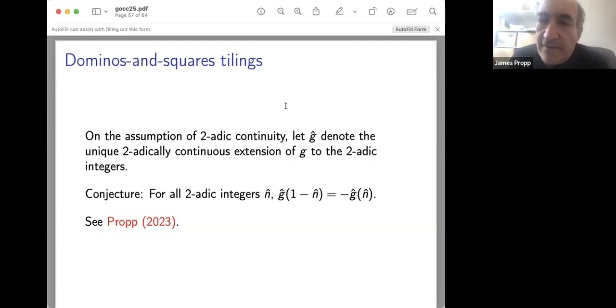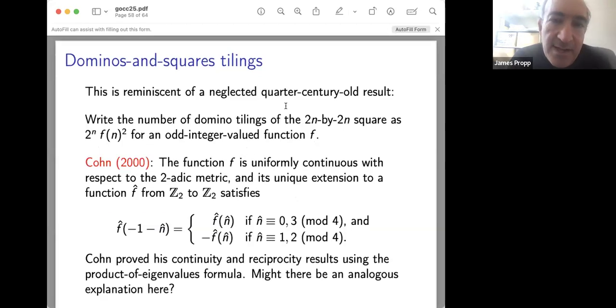Now you may be wondering, why would I have ever thought to look at these numbers mod 4, mod 8, mod 16? Well, they're odd, so since they have a nice pattern mod 2, you might think it natural to look mod 4. But in fact, I was really motivated by an old result of Henry Cohn. So this is a neglected quarter-century-old result. Write the number of domino tilings of a 2n by 2n square as 2 to the nth power times the square of f of n, which it turns out you can do for an odd integer valued function f. This was known before Cohn. But Cohn got some information about the function f that wasn't known before.